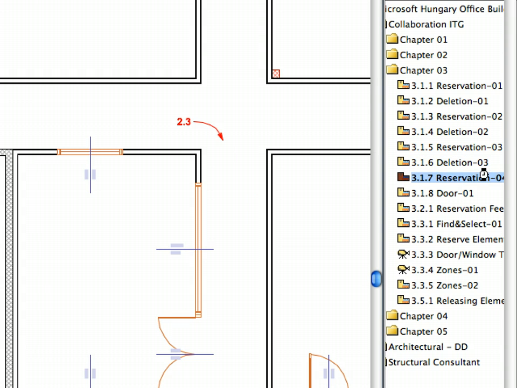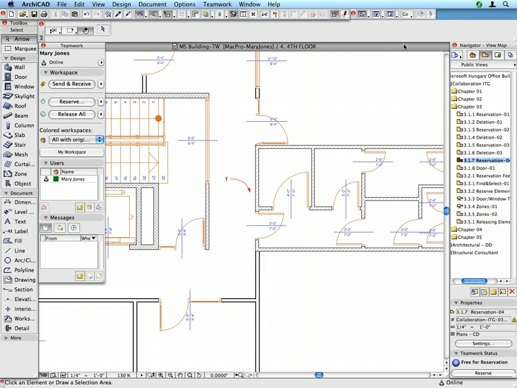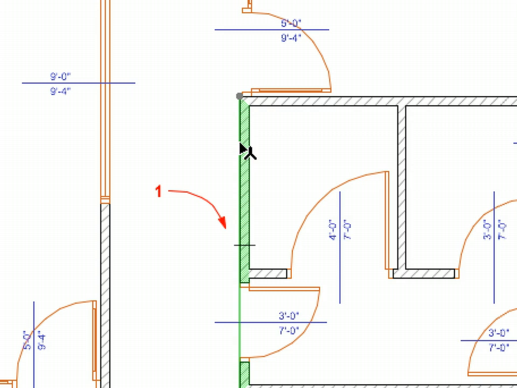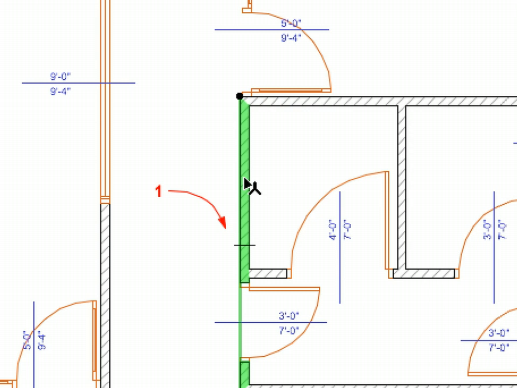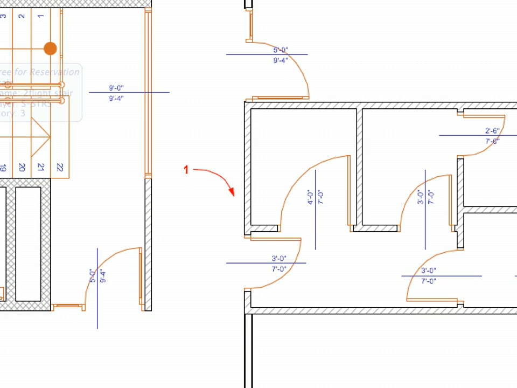Double-click to activate the 3.1.7 Reservation 4 preset view, located in the Chapter 3 folder of the Navigator view map. This time, right-click the wall pointed to by the label and choose Reserve Selected Elements in the appearing context menu. This reservation technique is useful when you need to quickly reserve a single element. By right-clicking an element, we are initiating two independent actions simultaneously. We are selecting the element and also activating the context menu with one single click.